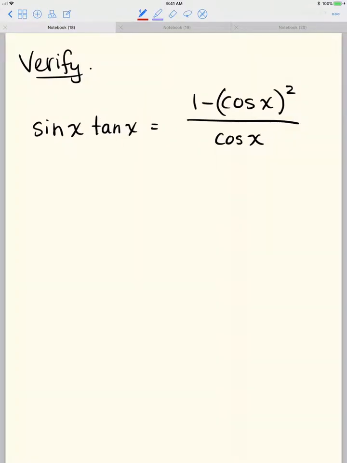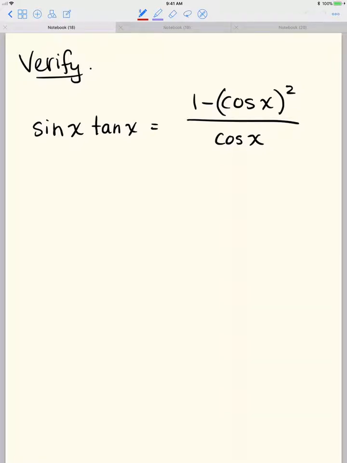Okay. Next example. We have sine of x times tangent of x equals 1 minus cosine squared over the cosine of x. So this one, I think the busiest one is going to be the right side, and I can make the right side look like the left side.